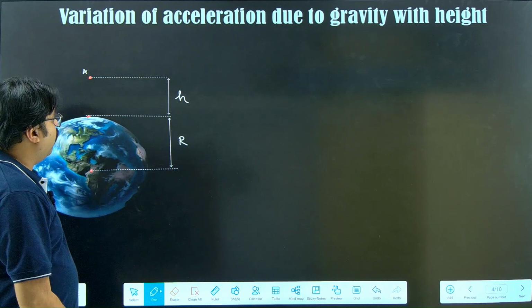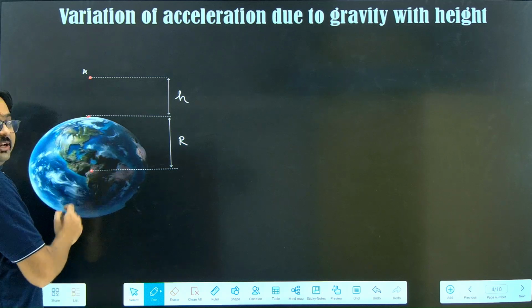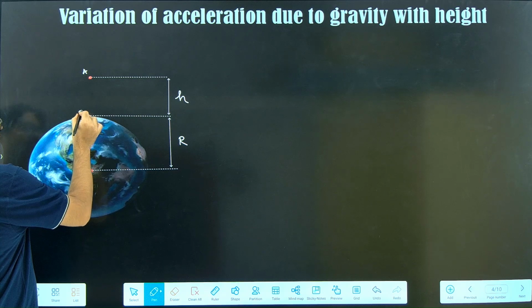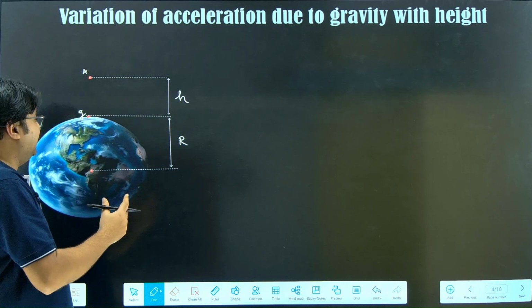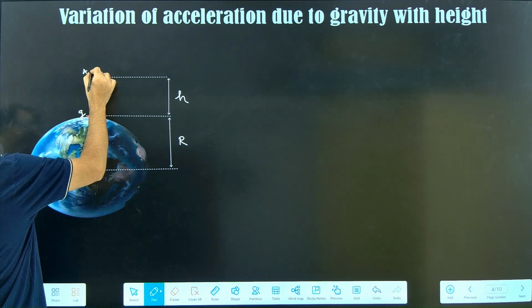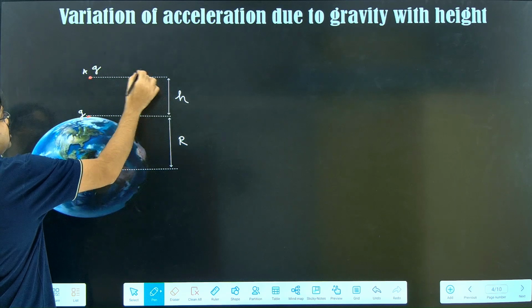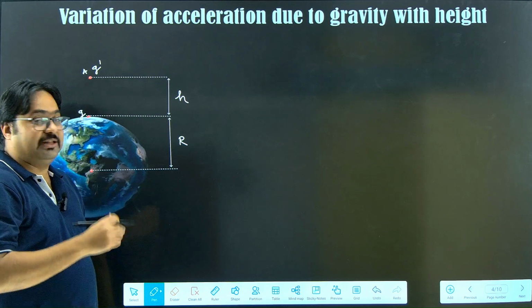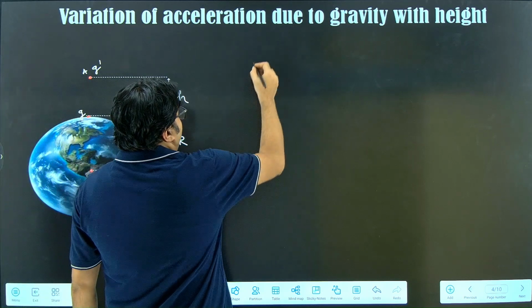We know what the acceleration due to gravity on the surface is. Let me say that the acceleration due to gravity on the surface is g, and the acceleration due to gravity at that height h is g dash. Now we need to write a relation between them. Let's try to do that.